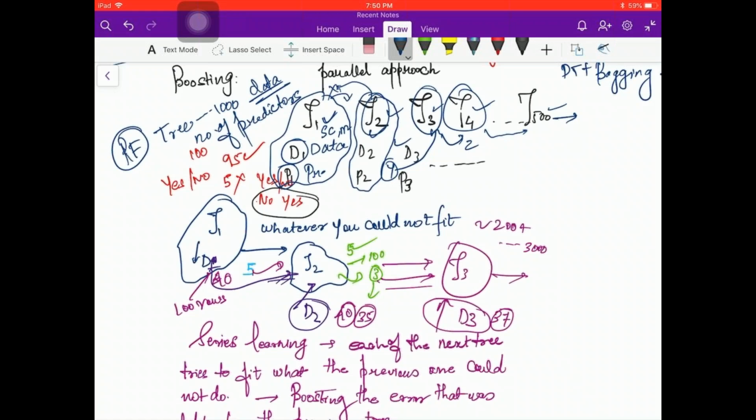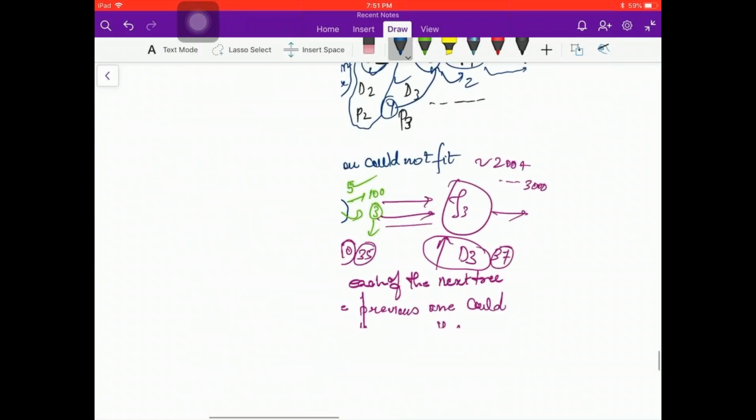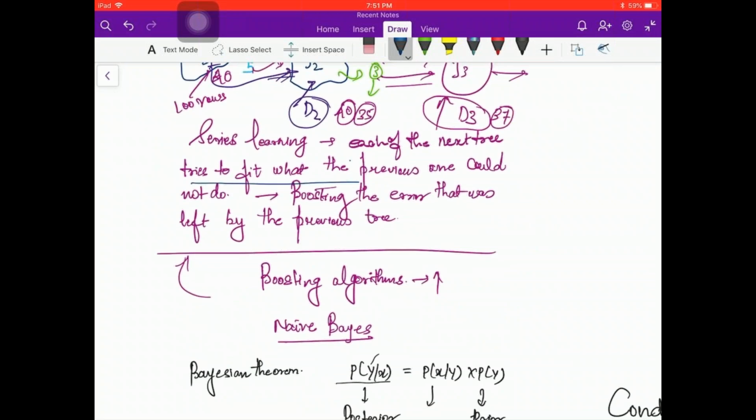Everyone is working independently, but now T1 is saying, okay, I could not do this. I don't have this much expertise. I think you are a better guy who can solve this. So it flows like this. It's a kind of series learning. Each of the next trees tries to fit what the previous one could not do. Boosting the error that was left by the previous tree, and hence the name boosting.